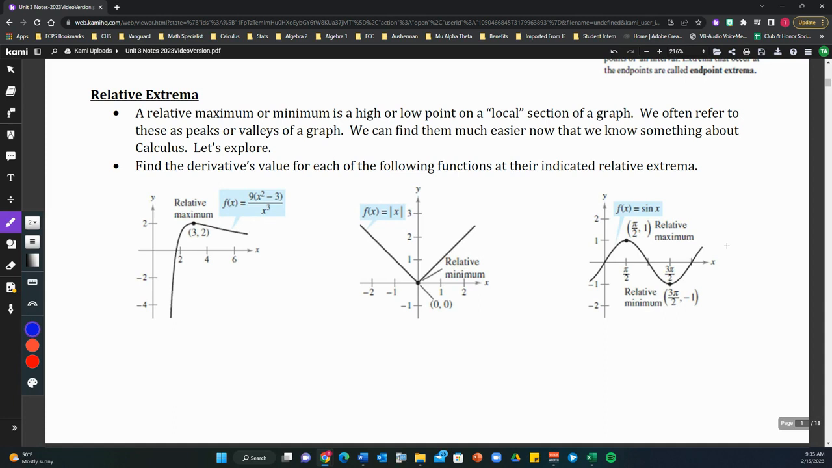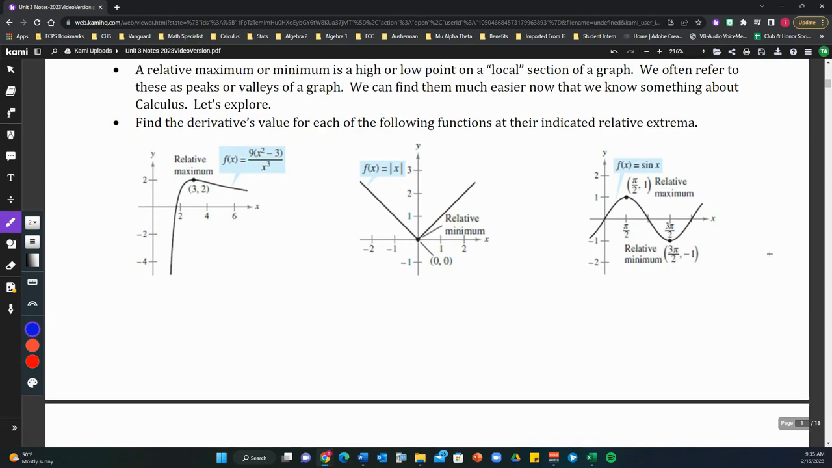So we're going to do a little exploration here with these three functions and their graphs. For these three, we're going to find the derivative's value for each of the following functions at their indicated relative extrema. So we have the graphs already. Now, we're not always going to have the graph, because if you already know the graph, you can identify extrema just by looking at the function's curve. So it makes it a lot easier when you already have the graph. We will typically be doing it with just the function, but it's important for us to make these connections between what the equation says and what the graph actually shows us. So that's why we're going to start with both and hopefully make this connection.